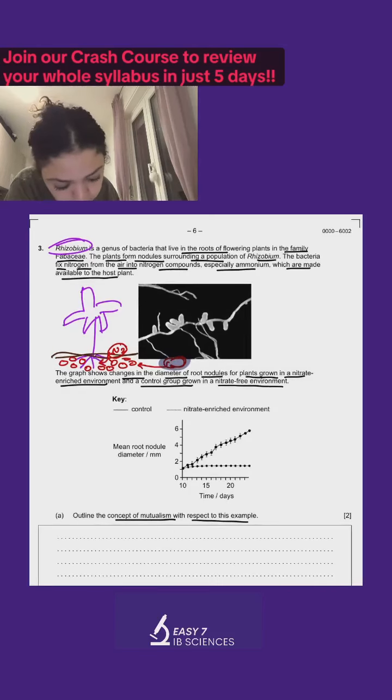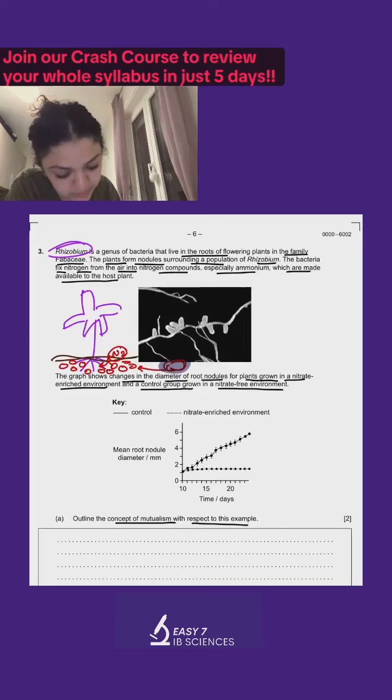In return, because this is a mutualistic relationship, the bacteria also has to benefit. It can't just be giving all its nitrogen. In return, the plant gives it some of its products of photosynthesis. Can anyone tell me what the product of photosynthesis is? What is the point of photosynthesis?